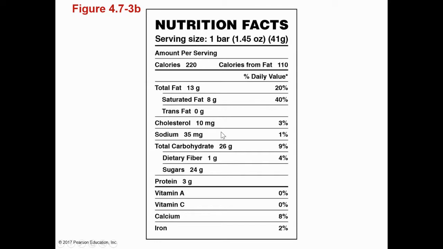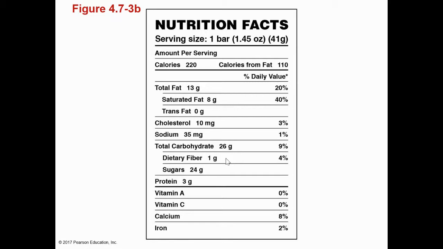Sodium would be one of our electrolytes. For total carbohydrate, we have 26 grams, 1 gram of dietary fiber, which is your cellulose, and 24 grams of sugar. So what you can do as practice, you can pause the video now and try to determine how many total grams of polysaccharides are in this nutrition label.